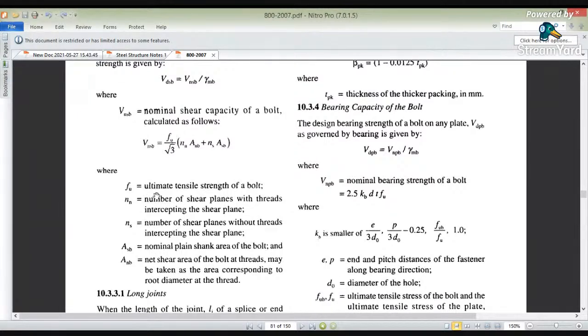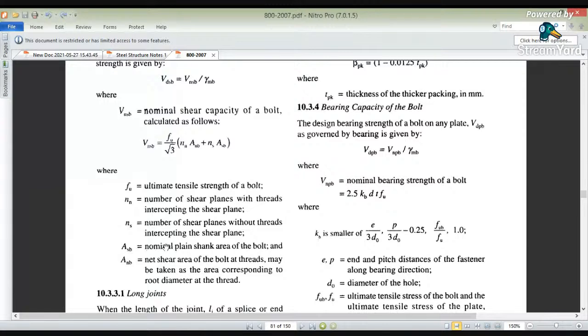So this Fu stands for the ultimate tensile strength of the bolt. What is Nn? N suffix n is the number of shear planes with threads intercepting the shear planes. That means the planes which have the threaded portions. We'll see how to find out this Nn; again, there is a figure for it. So Nn is nothing but the number of shear planes with threads, that means threaded portions. Ns is the number of shear planes without threads.